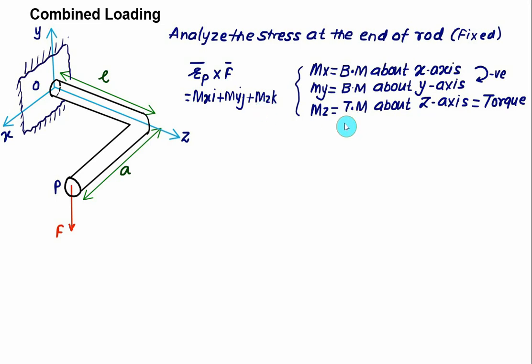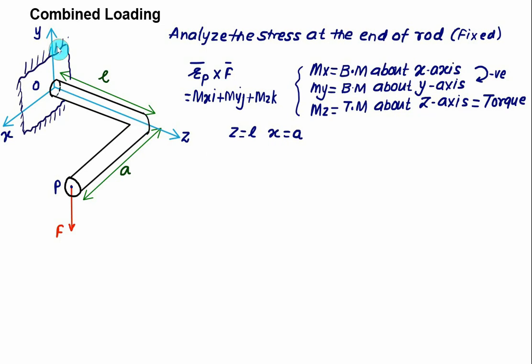So first of all, you have to find the position of point P with respect to the origin. So this one is the origin. How much distance do you travel along the z-axis? Along the z-axis you travel a distance equal to L. Then the next distance traveled is parallel to the x-axis. So along the x-axis you travel a distance equal to A.